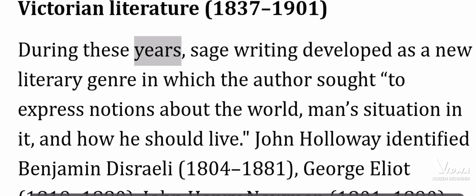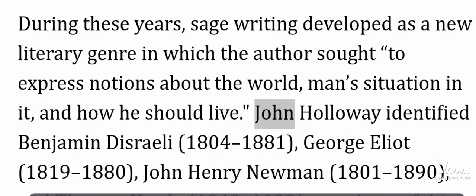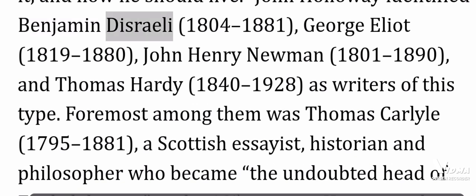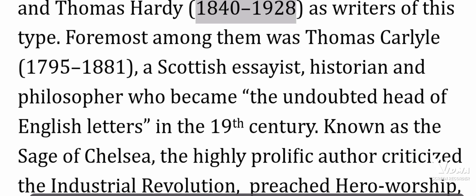During these years, sage writing developed as a new literary genre in which the author sought to express notions about the world, man's situation in it, and how he should live. John Holloway identified Benjamin Disraeli, 1804 to 1881, George Eliot, 1819 to 1880, John Henry Newman, 1801 to 1890, and Thomas Hardy, 1840 to 1928, as writers of this type.